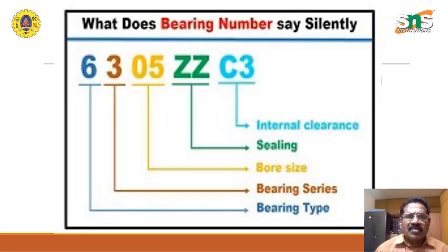So what does the bearing number actually say? The 6 is the bearing type, 3 is the bearing series, 05 is the bore size, ZZ is the sealing used, and C3 is the clearance. We will stop here on this particular video, and then we'll get back to it.